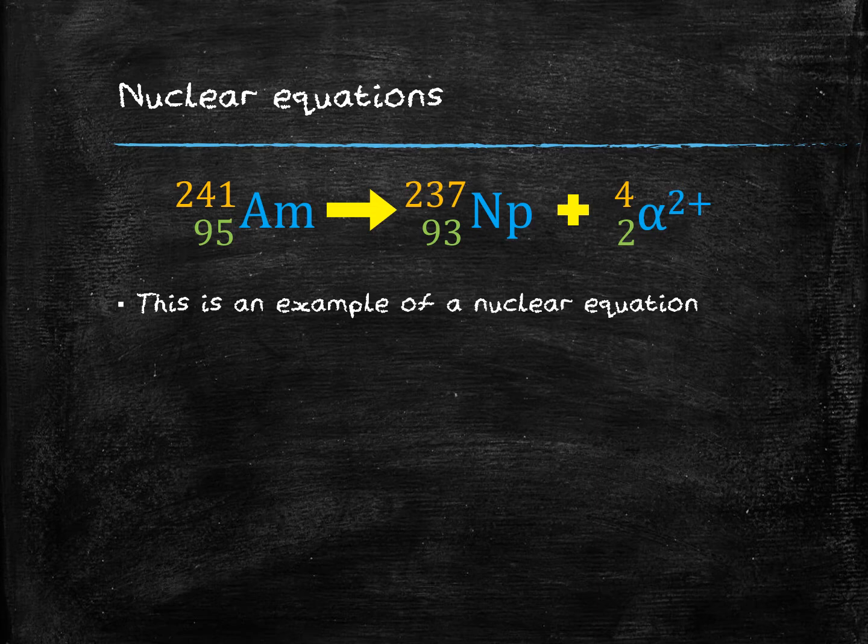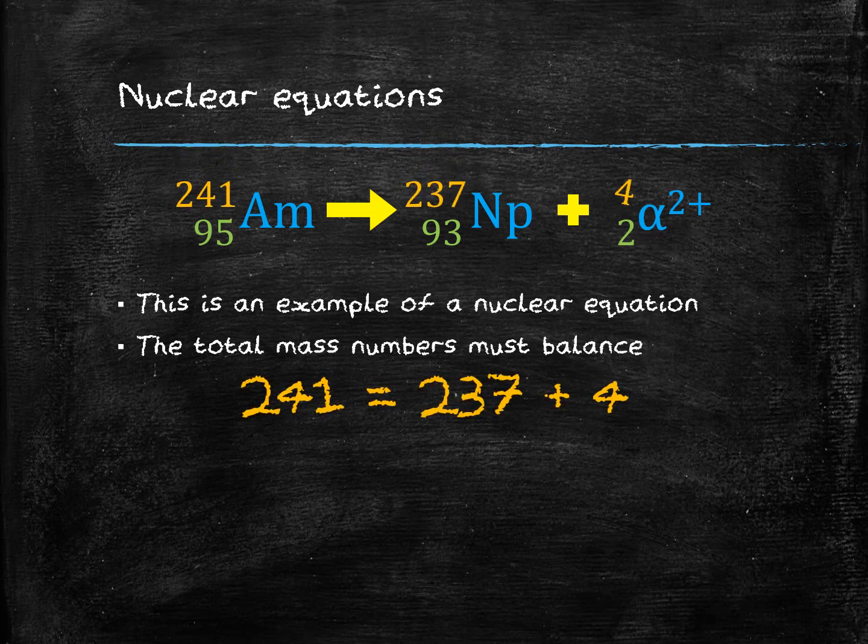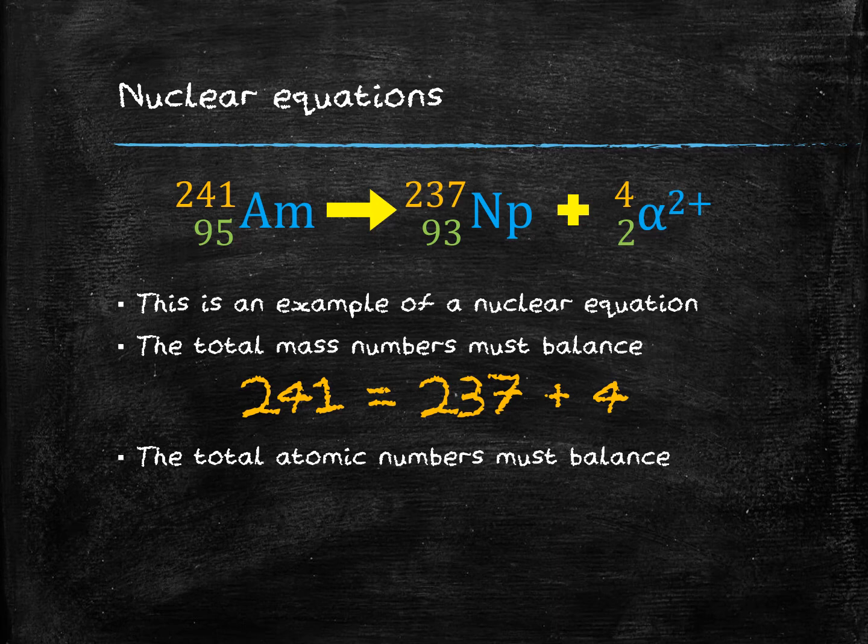The key thing to appreciate about all nuclear equations is that they are just that, they're an equation, which means that the total mass numbers must balance. The total numbers across the top of each of the symbols must balance. So in this case, 241 must equal 237 plus 4. And on top of that, the total atomic numbers must balance. So the 95 must equal 93 plus 2.